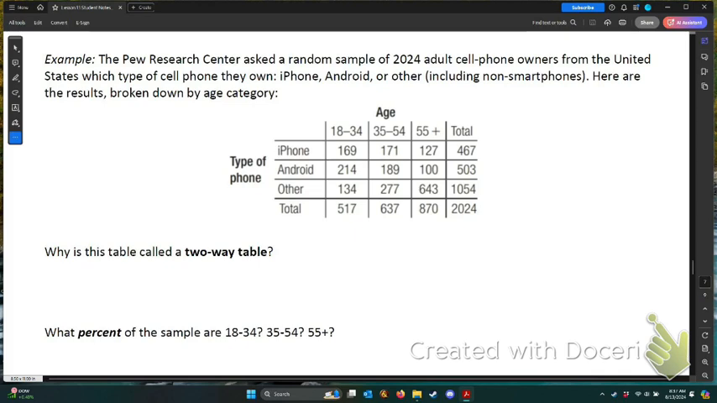By the way, age is a categorical variable here because we have grouped them into age brackets. So that would be a categorical variable. Type of phone is a categorical variable as well. So this table is called a two-way table. Why do you guys think it's called a two-way table?